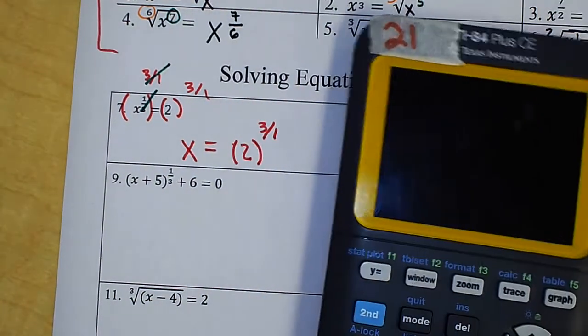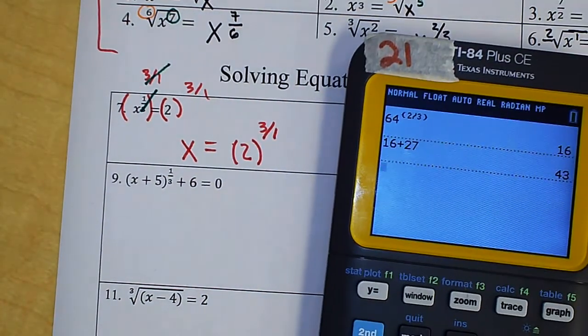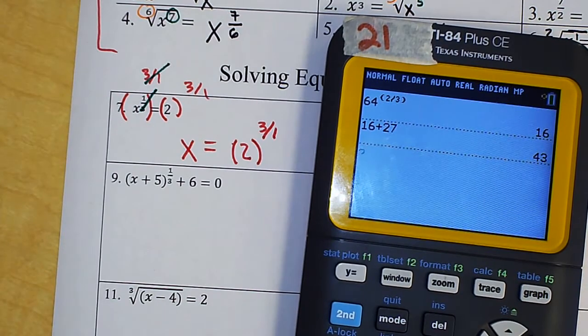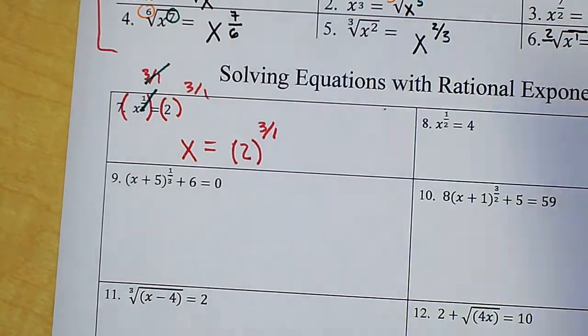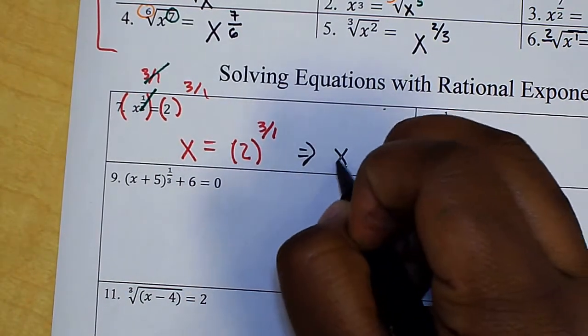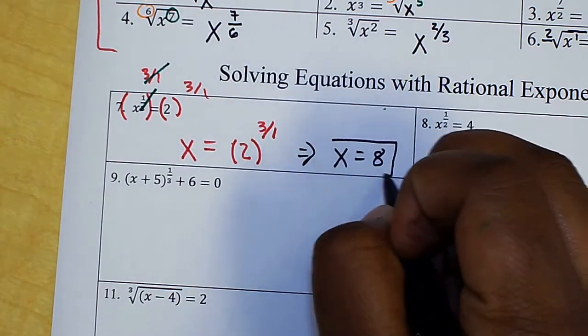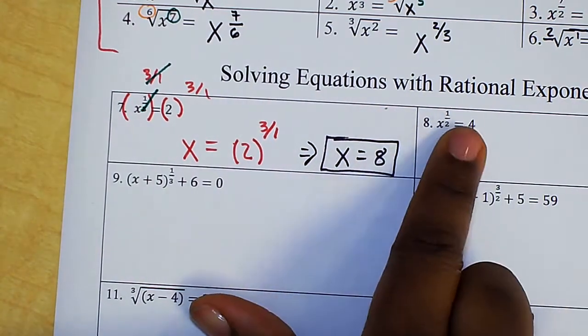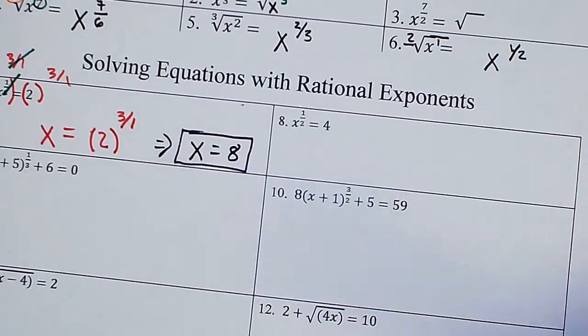So if I just use my calculator and I put 2 to the power of, put your exponent in parentheses, 3 divided by 1, press enter, my answer is 8. So I have x is equal to 8 as my answer. Let's do number 8, the same way.